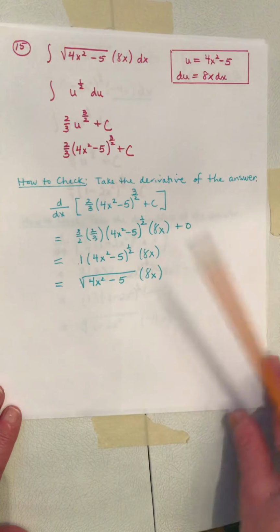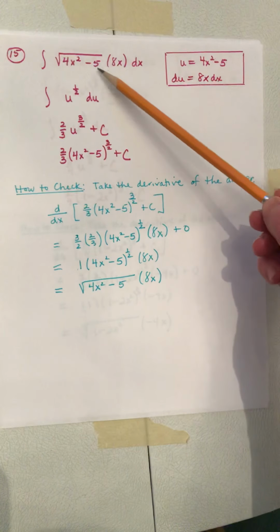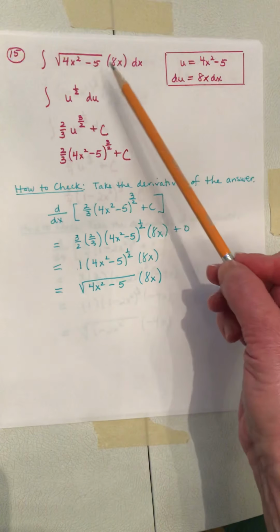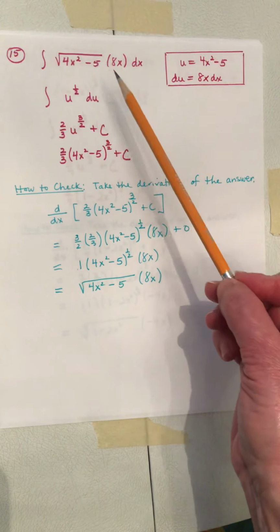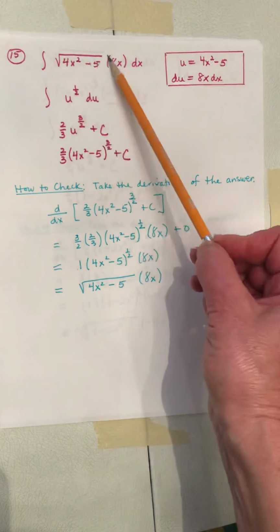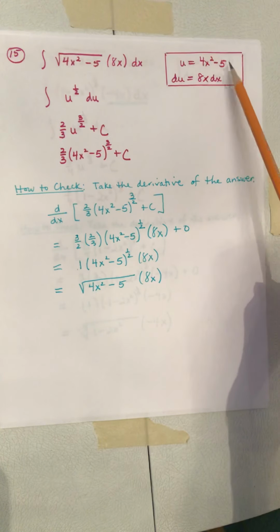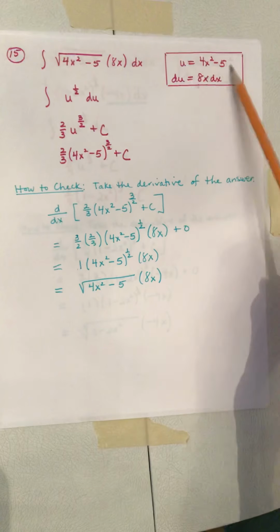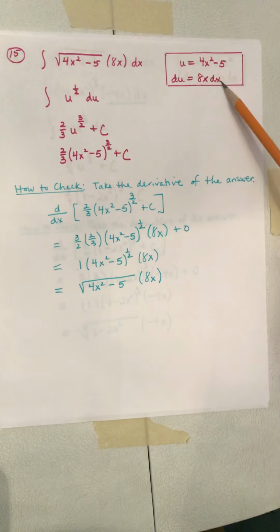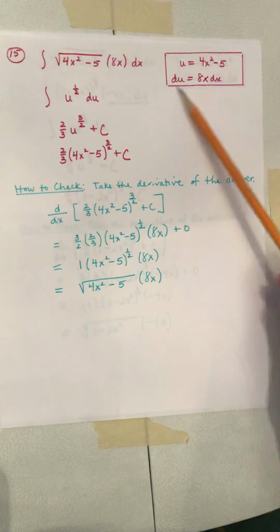Number 15 is the integral of the square root of 4x squared minus 5 times the quantity 8x dx. So now we look for the inside function, the function which is inside another function, and that would be 4x squared minus 5, because that's under the radical. So now that's our u, 4x squared minus 5. We take the derivative of what we picked for our u, and the derivative of 4x squared minus 5 is 8x dx.